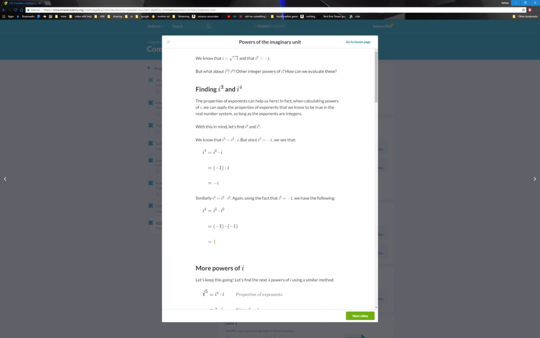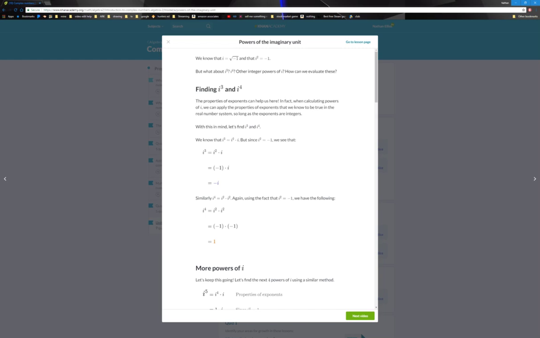How can we evaluate these? Finding i to the third and i to the fourth. The properties of exponents can help us here. In fact, when calculating powers of i, we can apply the properties of exponents that we know to be true in real number systems, so long as exponents are integers.